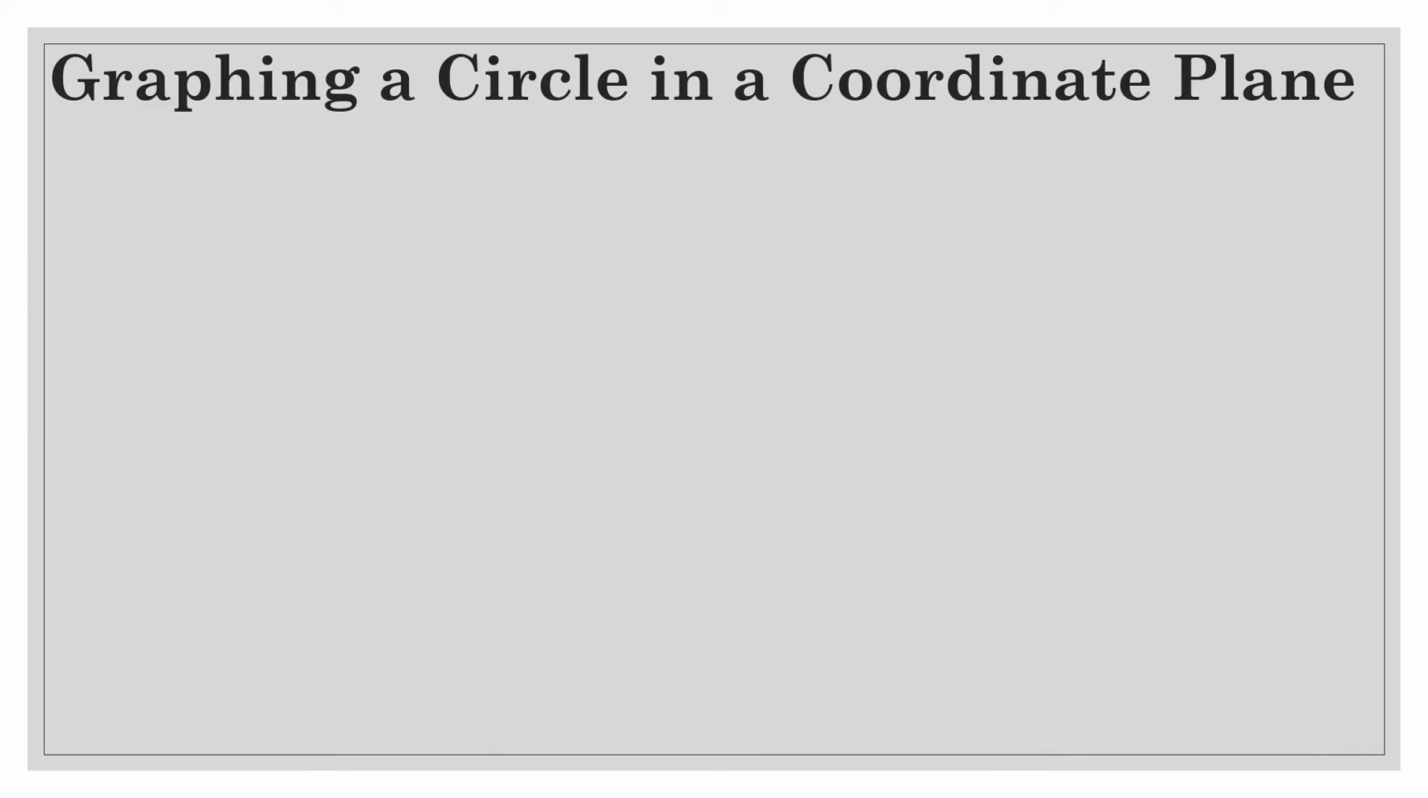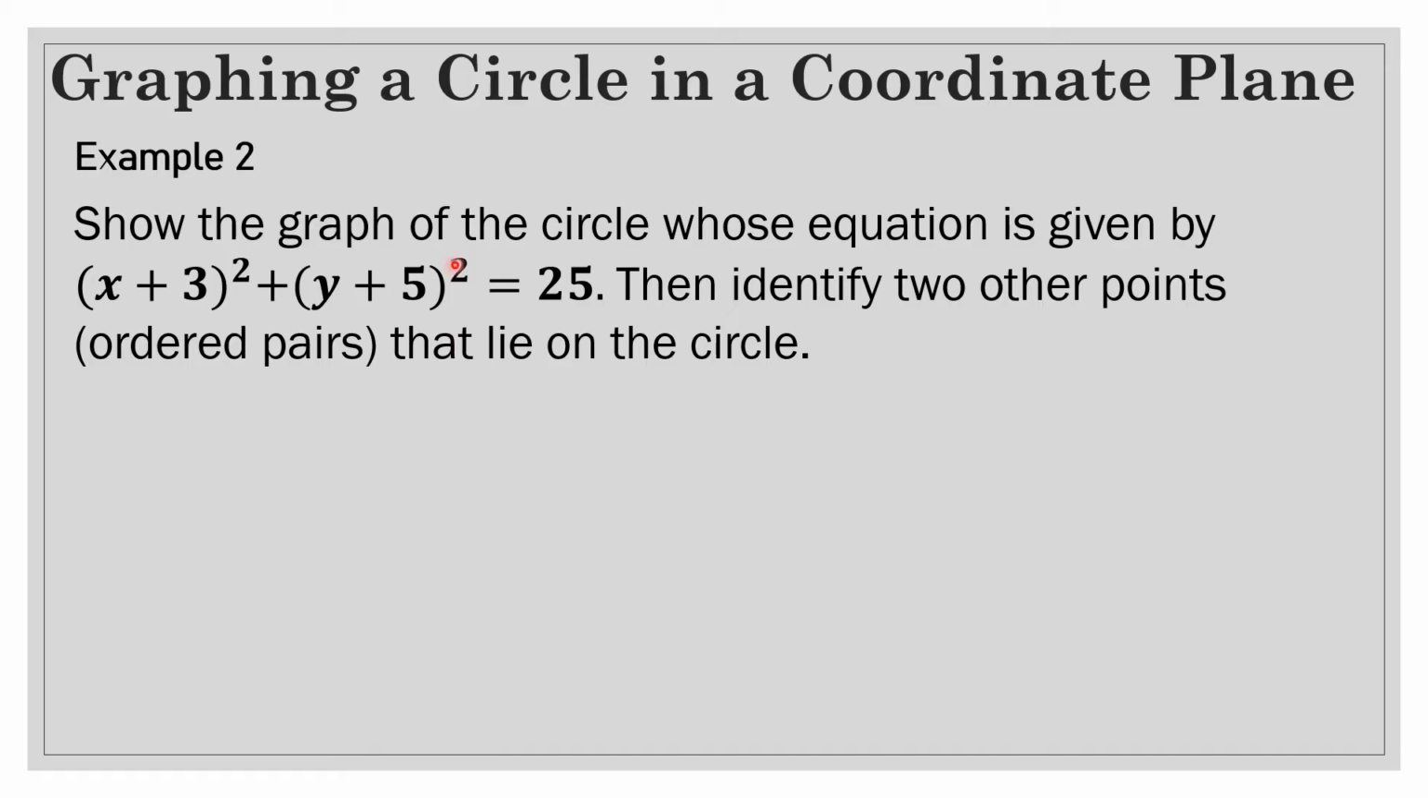Let's have example number 2. Show the graph of the circle whose equation is given by (x + 3)² + (y + 5)² = 25. Then, identify two other points or ordered pairs that lie on the circle. So, una nating gagawin, kailangan i-plot muna natin itong ating circle.